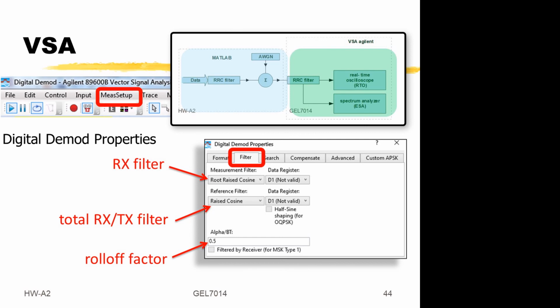And then it has to generate a reference point for the constellation, so what the nominal centers of the constellations are. And for that, it needs to have the total filter. And of course, the total filter is a raised cosine, because we would have had a root raised cosine at the transmitter and a root raised cosine at the receiver. And then finally, the last point is the roll-off factor, which for this exercise is 0.5.